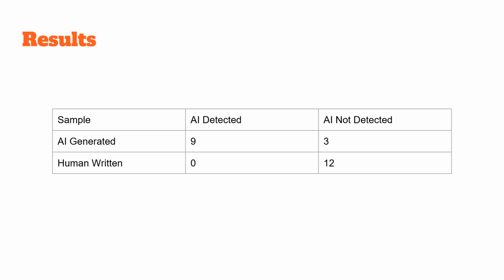So here are the results. We were only able to test 24 samples, unfortunately, but we found that 9 of the AI generated text came back AI detected, but 3 did not, which is pretty significant.